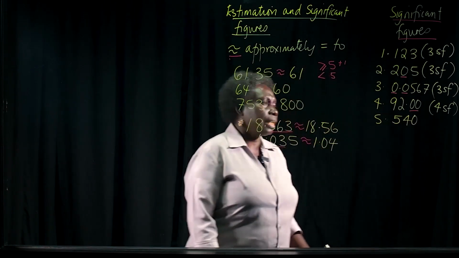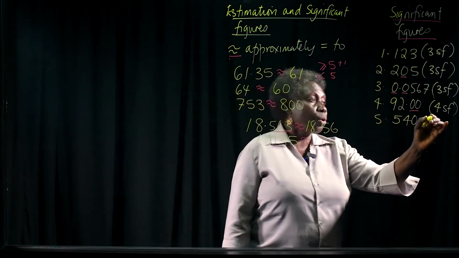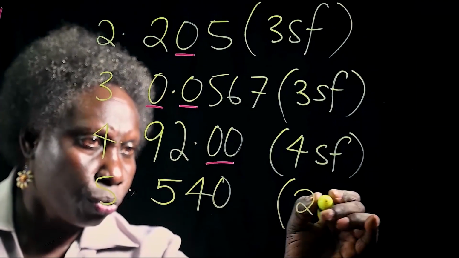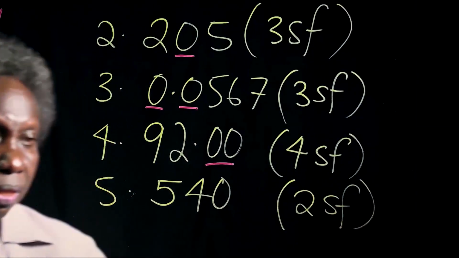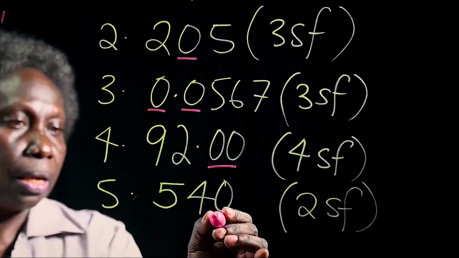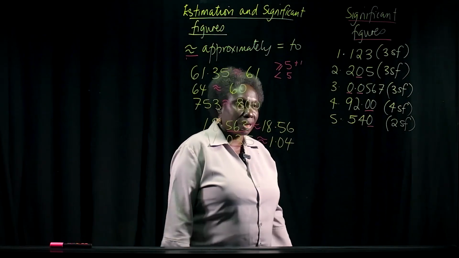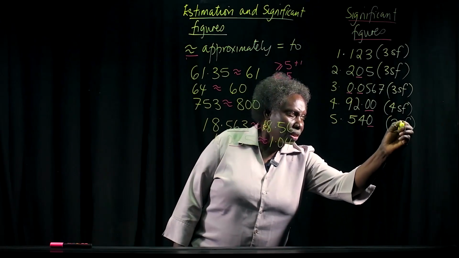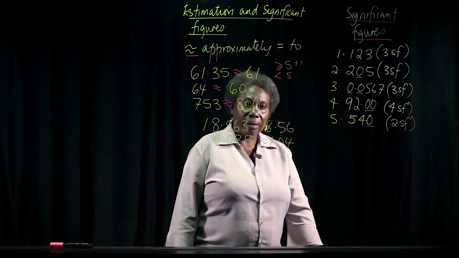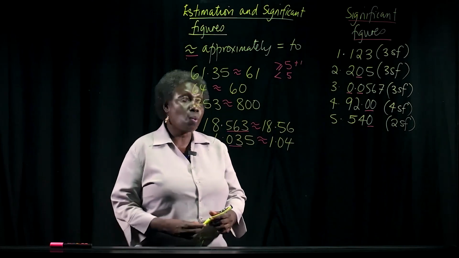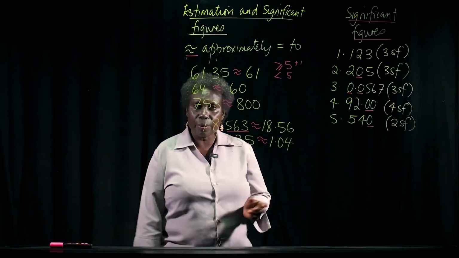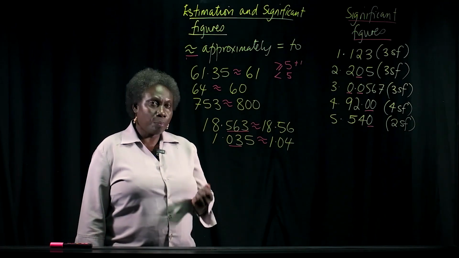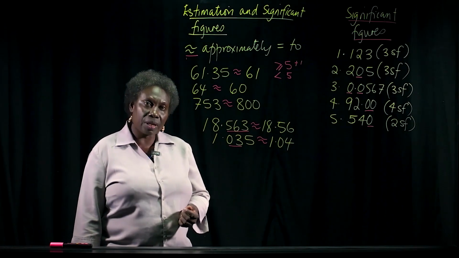And the last rule, trailing zeros in a whole number are not significant. So in 540, we have two significant figures. So this zero here is not a significant figure. So 540 has two significant figures. Now, we are going to look at why these rules are very, very important when we round off numbers to the correct number of significant figures.